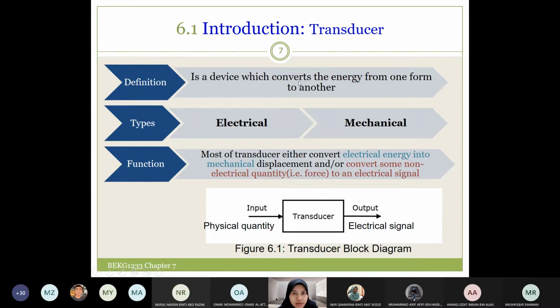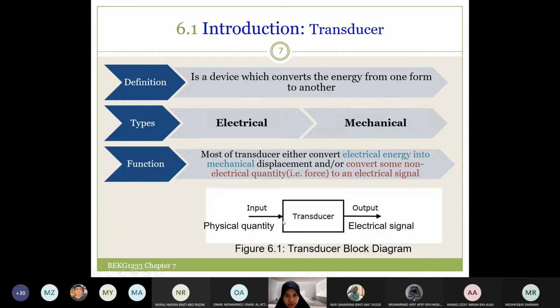It is a device that converts the energy from one form to another. So the difference between sensor and transducer is that a transducer converts from one energy to another. We can divide transducer into two types, electrical and mechanical. Most transducers either convert electrical energy into mechanical displacement or convert some non-electrical quantity, for example force, to an electrical signal.